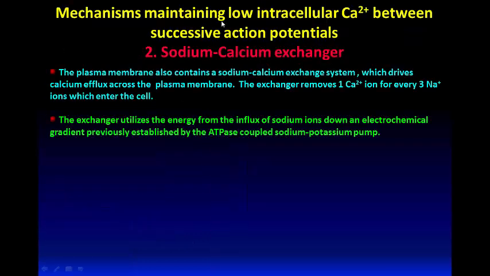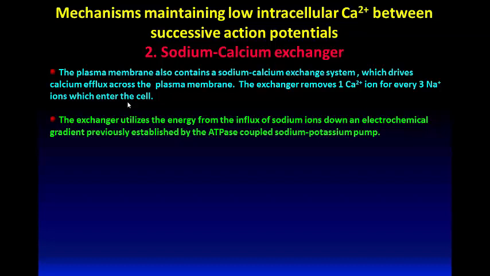Another mechanism for maintaining low intracellular calcium between successive action potentials is the presence of a sodium calcium exchanger, and this exchanger is present only in the plasma membrane. So the sarcolemma also contains a sodium calcium exchanger, which drives calcium efflux across the plasma membrane. The exchanger removes one calcium ion from the cytoplasm into the extracellular space for every 3 sodium ions which enter the cell down their electrochemical gradient.